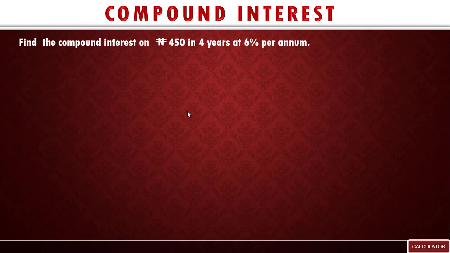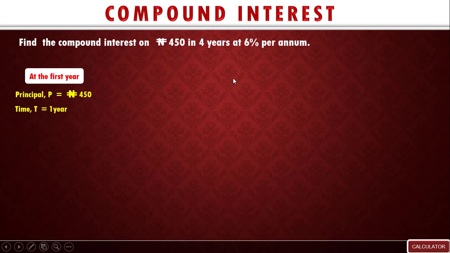So we start from the first year. At the first year, we're going to list out what we are given. We are given the principal to be 450. So this is the starting money, 450. And then at the first year, since it's only 1 year, the time there will be 1 year. Then we are given the rate to be 6%, so our rate is 6%.